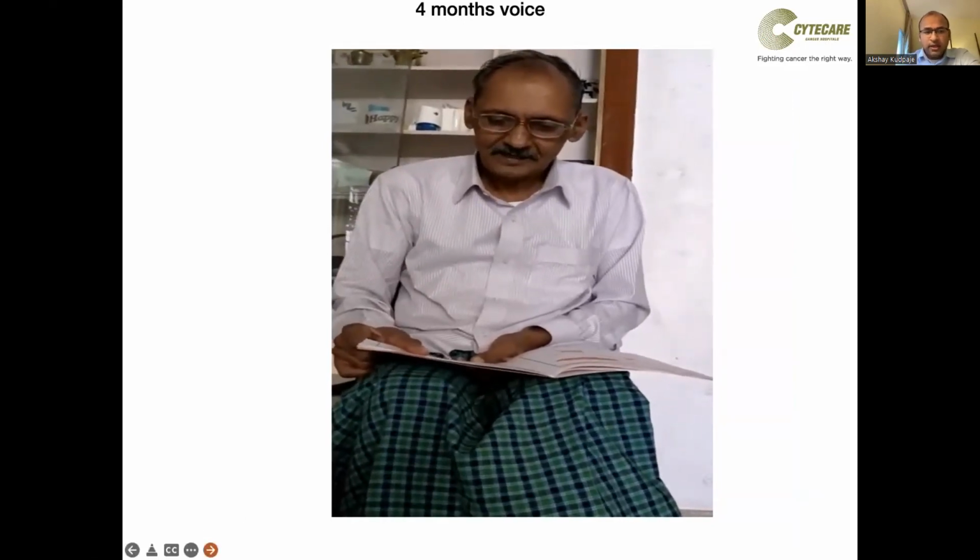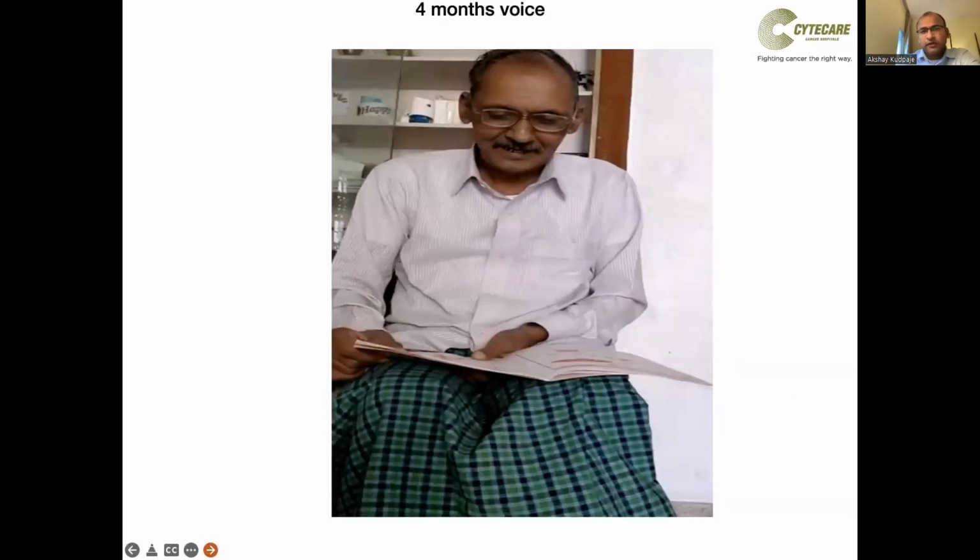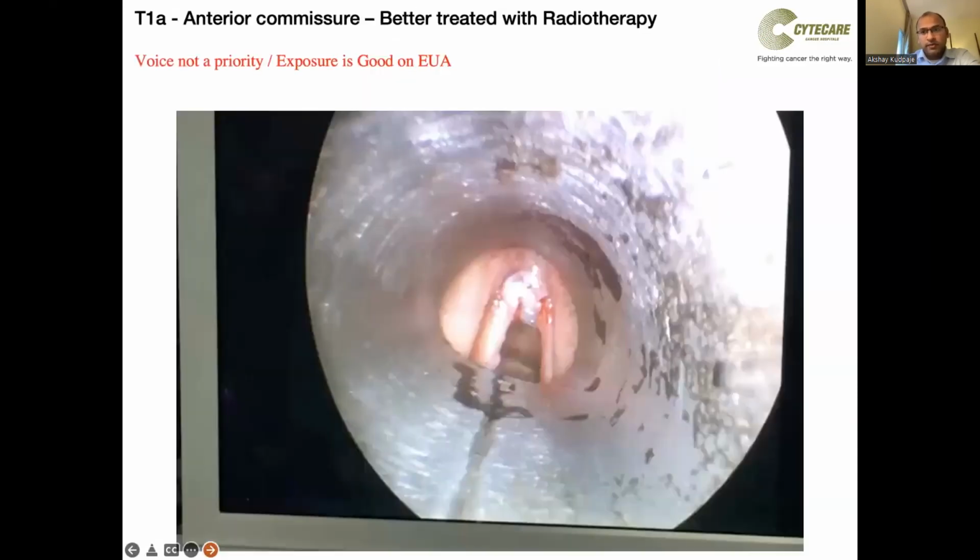So again, these are not ideal cases. However, if the patient's voice expectations are such that he's willing to compromise on the voice outcomes, probably laser is an option to be considered.